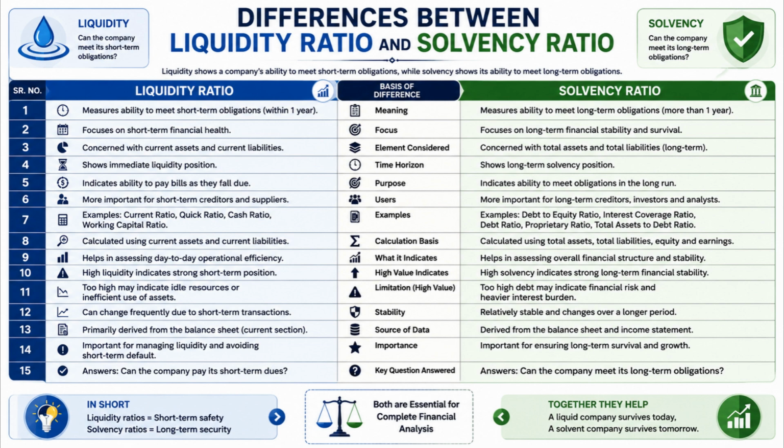To summarize, liquidity ratios focus on short-term financial safety, while solvency ratios focus on long-term financial security. A financially healthy company should maintain both strong liquidity and strong solvency to ensure sustainable growth and business success.